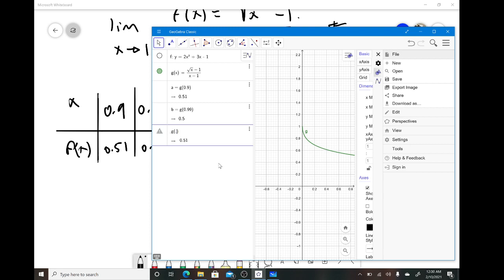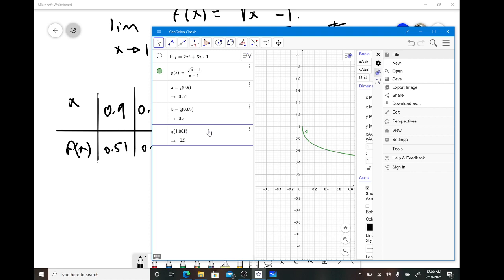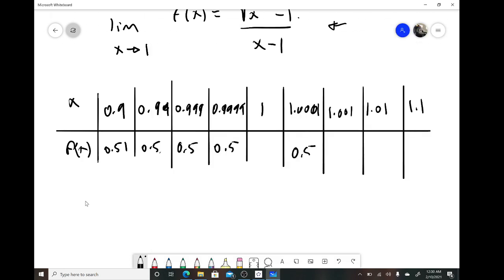Now, if I do the other side, 1.001, I'm also going to get 0.5. And if I do 1.0001, I get 0.5 as well. And if I do 1.1, I'm going to get 0.49. So these ones are all 0.5s, and then this is 0.49. So as you can see, the limit of this should be 0.5.